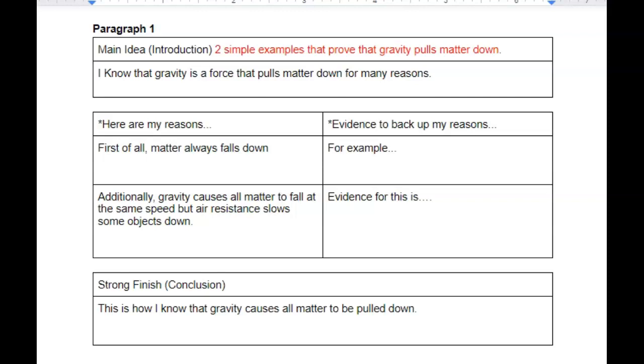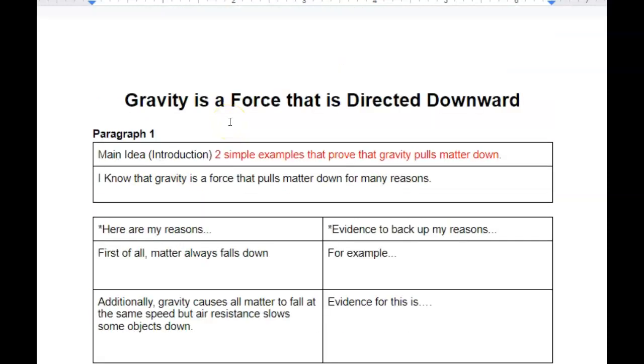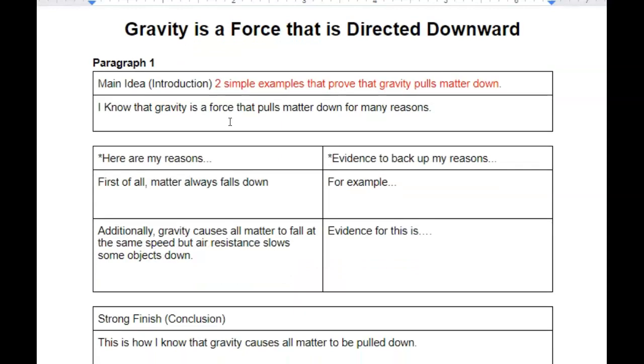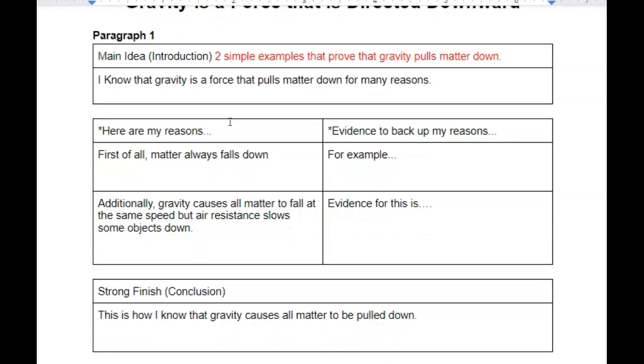You're going to be working on this graphic organizer to help you get ready to write your 3 paragraphs on your gravity poster project. Okay, so this is a graphic organizer you've seen before. It's the same one we used when we tried to prove that air is matter. So we've got a main idea or introduction in our paragraph. We're going to need 2 reasons for our paragraph. Each of those reasons needs to be backed up with evidence or details, and then we need a conclusion.